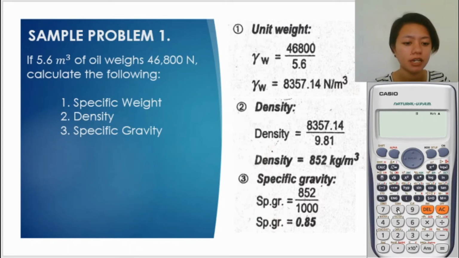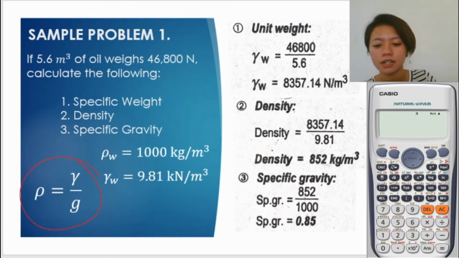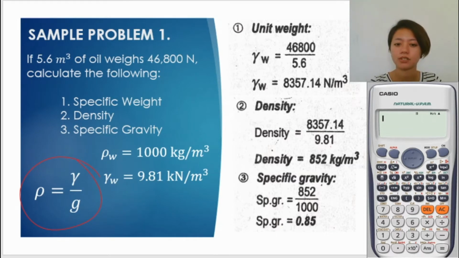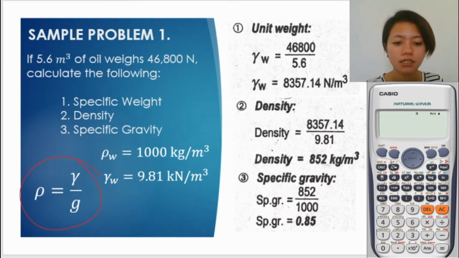So we have 8,357.14 divided by 9.81. We convert Newton, or weight, to mass using this formula to get the density. So we have 852 kilograms per cubic meter. That is the formula we used for the solution in number 2 for density: unit weight over gravity. So we have 852 kilograms per cubic meter.